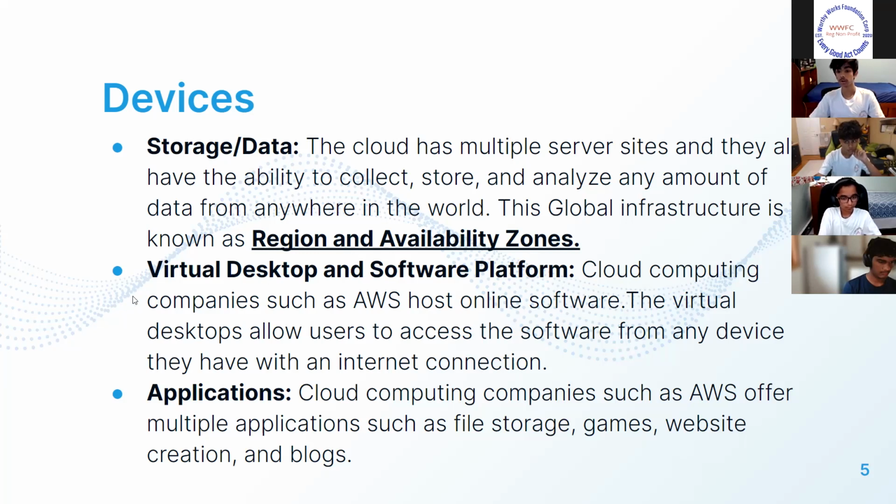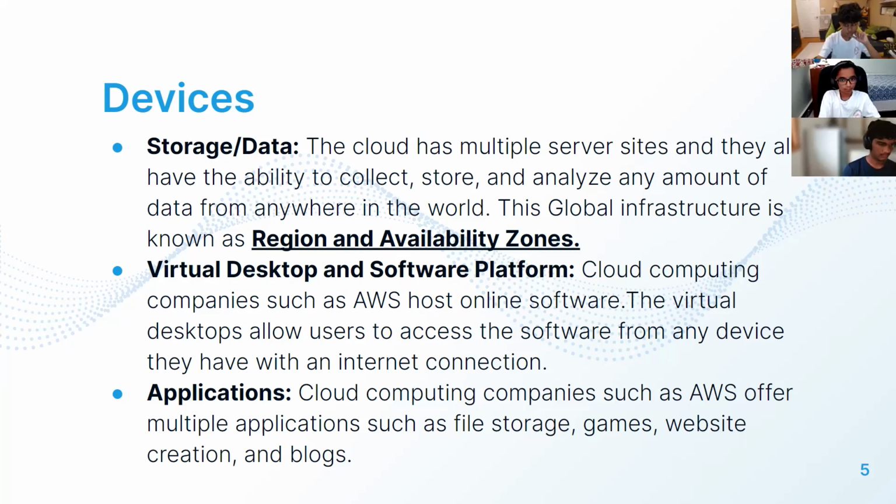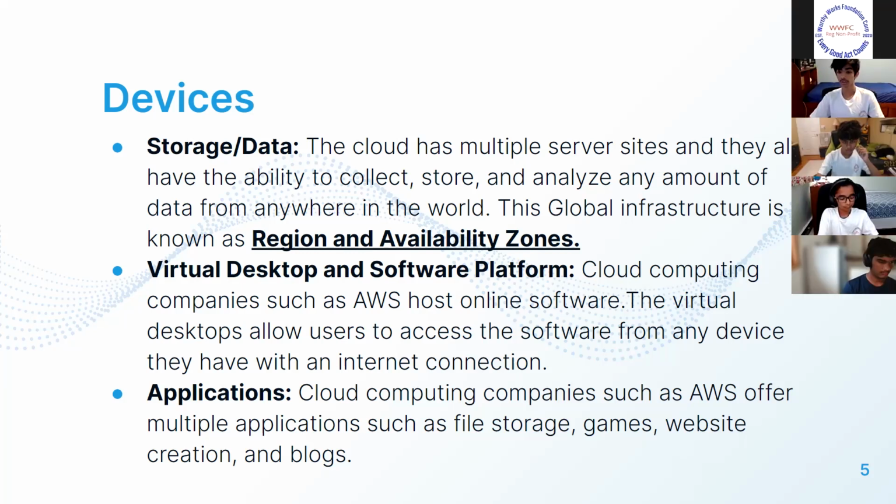Next is virtual desktop and software platform. So cloud computing companies such as Amazon Web Services host online software. The virtual desktops allow users to connect to the software from any device they have with an internet connection. So one of the main benefits of the cloud is accessibility. Any device you have that has an internet connection is able to access the cloud. So it doesn't even have to be a powerful computer. It can even be a Chromebook. Depending on what operating system you're using, you might have limited access to different things you can do in the cloud, but you will always be able to access it and do basic things such as data storage.